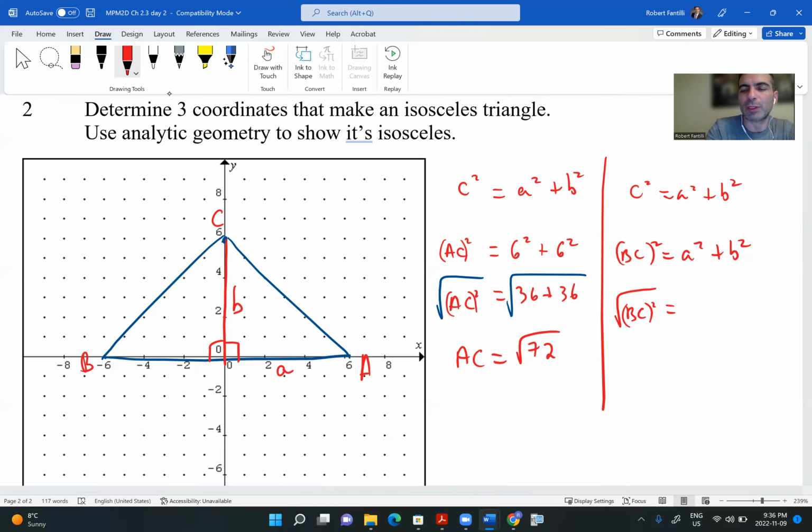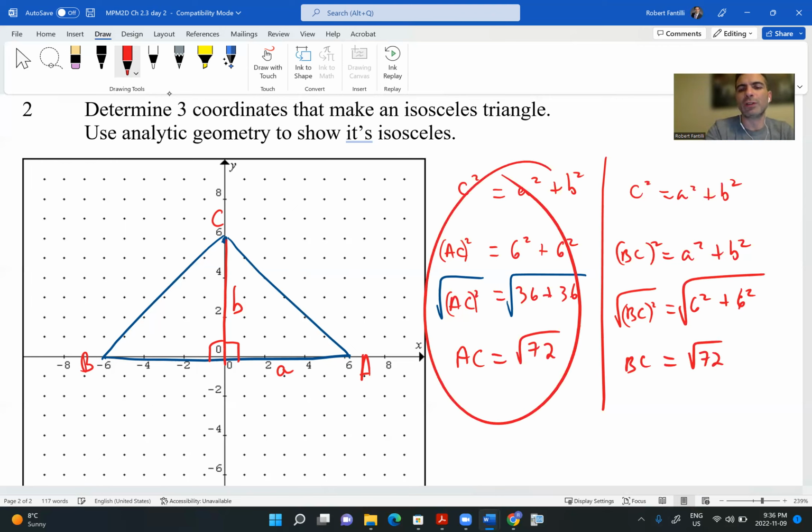Let me show my work. It's going to be 6 squared plus 6 squared, and I'll square root that. And I can jump to BC equals square root 72. I've already done the work over here, so it's kind of common sense. It's going to be the same. So I skipped a little bit, but not that much.